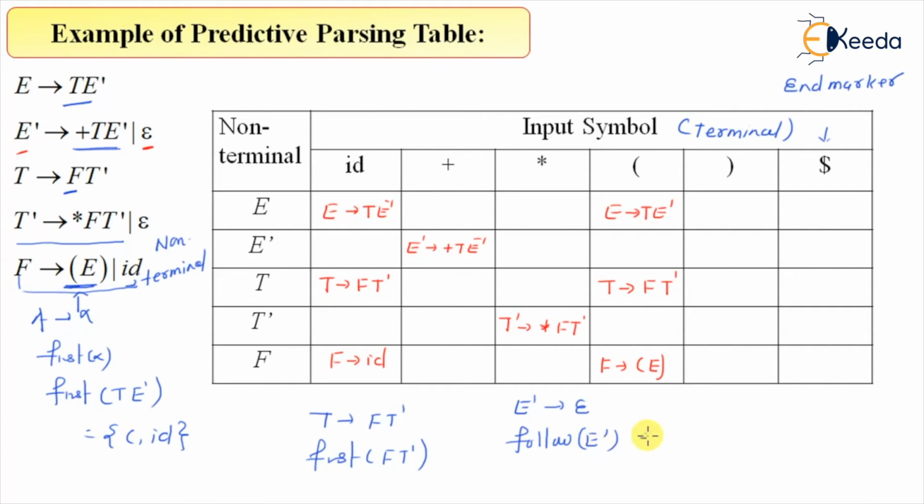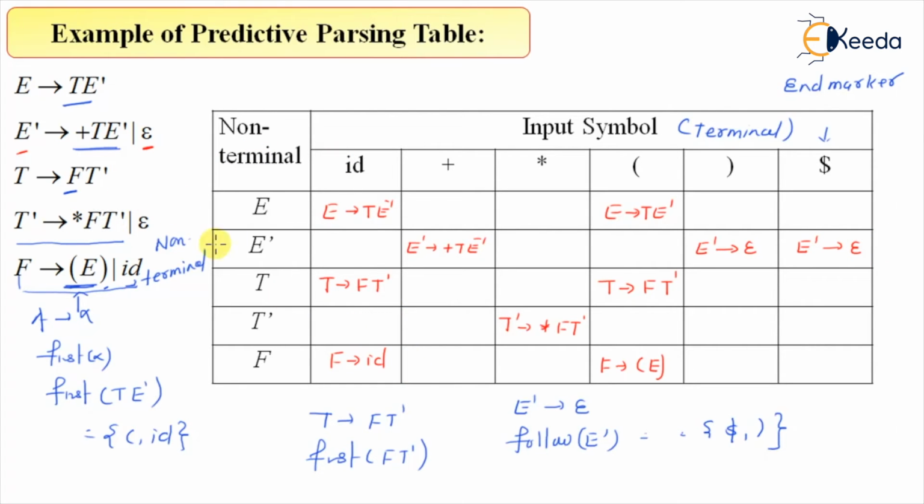It will go to Follow of E'. I have done this computation in earlier videos. Follow of E' is Follow of E, so hence it is dollar because of the start symbol, and Follow of E is also closing bracket, hence I will put here a closing bracket. So E' derives epsilon will go to dollar and the closing bracket. E' derives epsilon will come over here, under dollar and closing bracket.